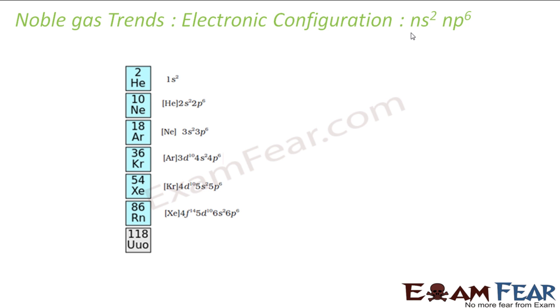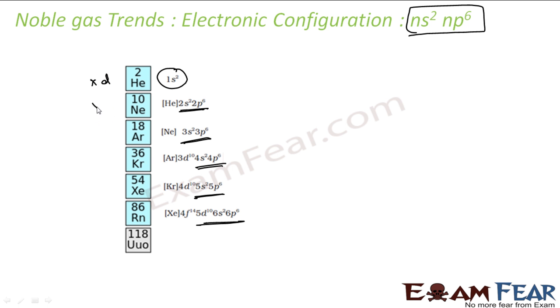So the electronic configuration is ns2np6 except helium, which has the electronic configuration of 1s2. All the others have the electronic configuration of ns2np6. Now, if you see helium, there is no d orbital. Neon, there is no d orbital. This has actually empty d orbital, and with this we'll see that there is a difference in the chemical properties of helium, neon and the other elements. We'll talk about that.